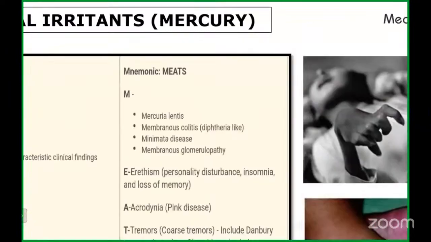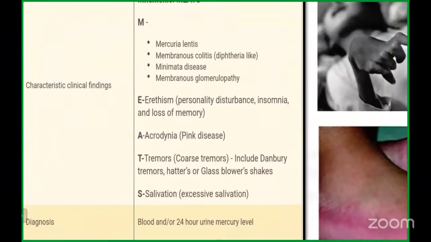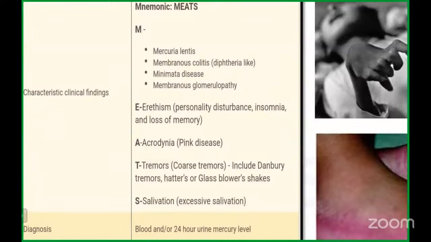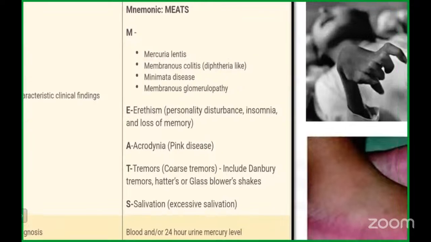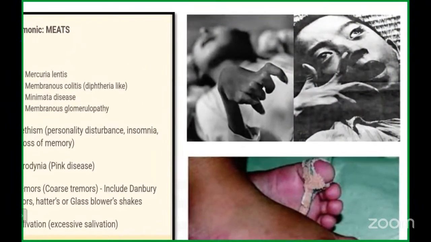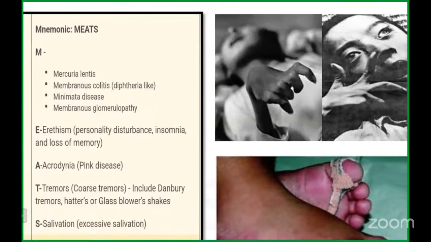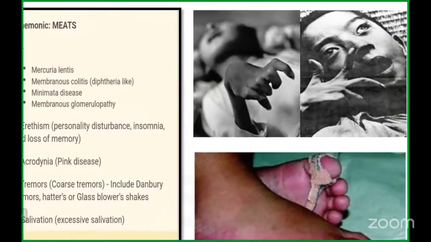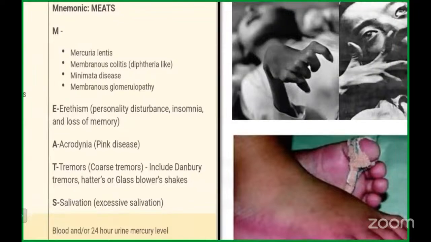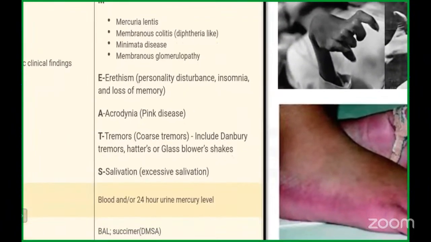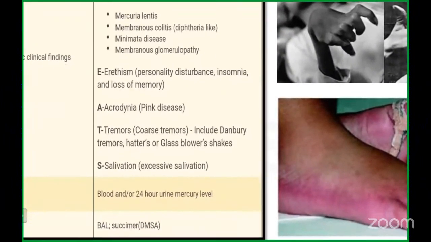The characteristic clinical findings is what we give by the mnemonic MEATS, where M is mercuria lentis. Mercuria lentis is nothing but a brownish capsule or a brownish tinge that you find in the anterior capsule of the lens. There's a diphtheria-like illness which can happen, which can lead to a membranous colitis. Minamata disease is this form where you have this bending of fingers, joint involvements, and severe mutilated forms of arthritis, as you can see. And in the kidneys, it can lead to membranous glomerulopathy.